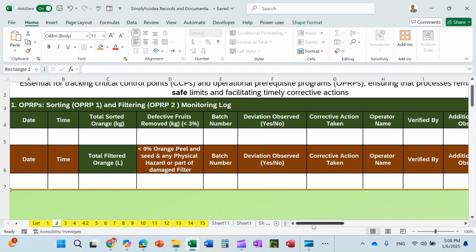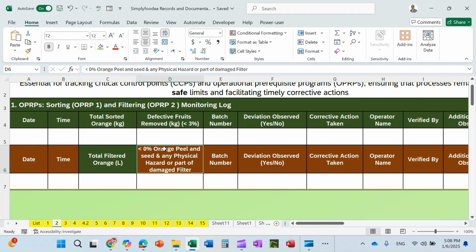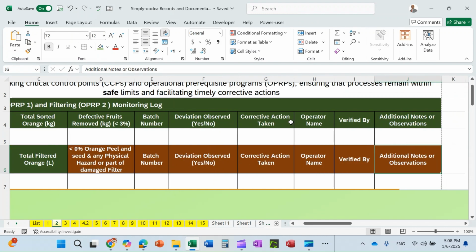The second thing is the filtering OPRP, where the table will contain the date, the time, and also the percentage of orange peel found, seeds, or any physical hazard, or even part of the damaged filter. There must also be a checklist for the inspection of the filter to ensure its proper condition, the batch number of the filtered orange, any deviation, the corrective action, the operator name verification, and finally the additional notes.